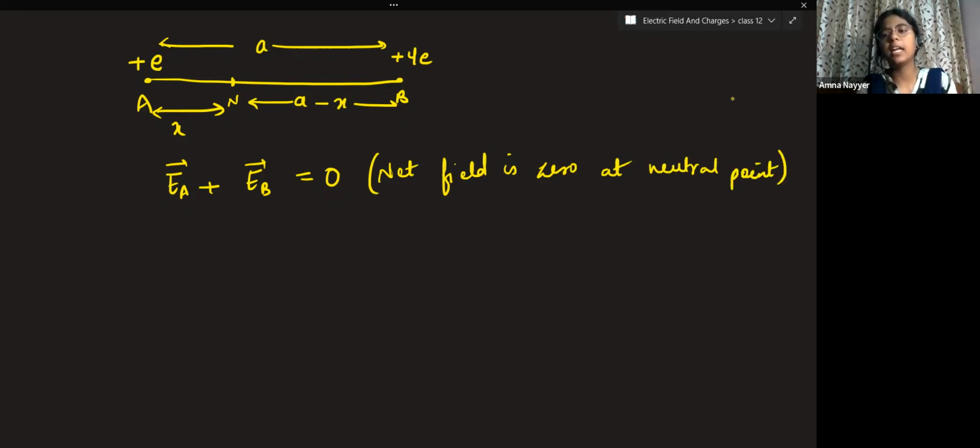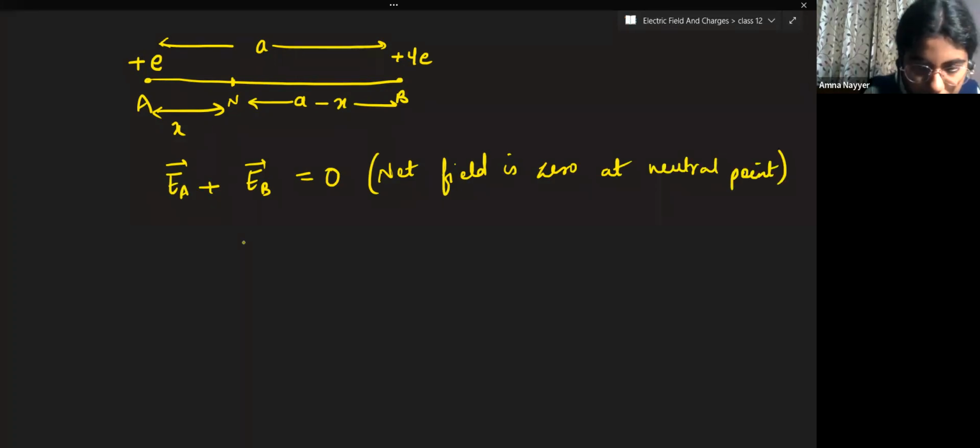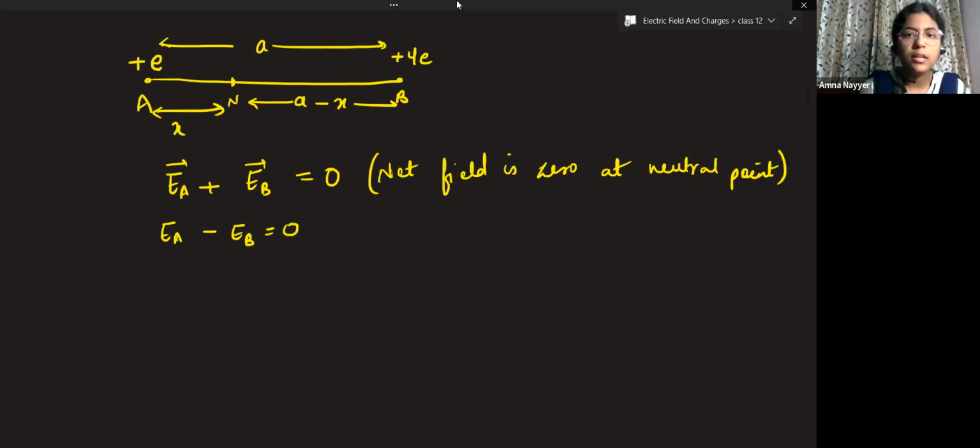That's why we have directly written EA plus EB is equal to 0. Is this much clear? Yes, teacher. All right. Now see, we have EA with us, we have EB with us. So EA minus EB will be equal to 0. Why? See how.